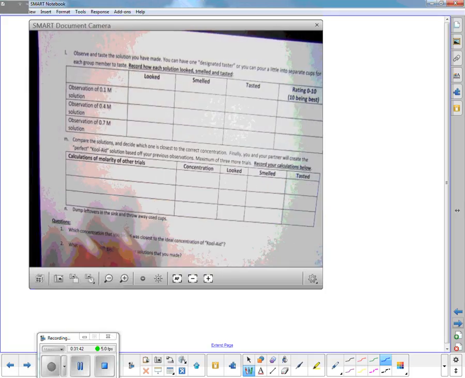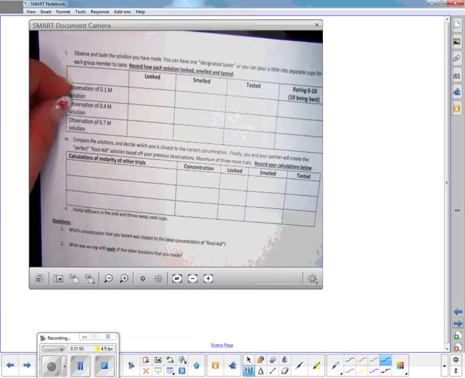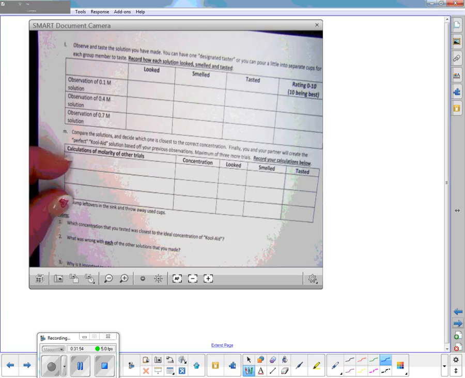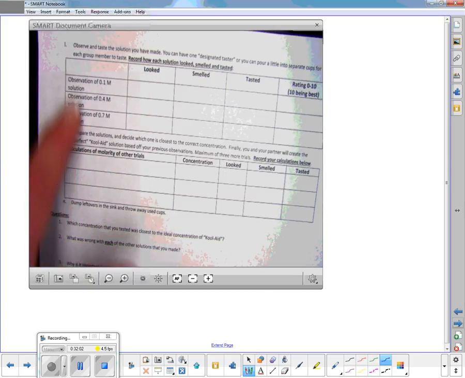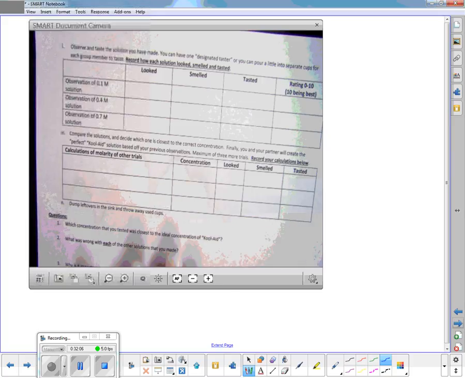If you don't find your perfect Kool-Aid within these 3, you can do up to 3 more trials. Say, you know what, I really think it's between these first 2, so I'm going to go between those. You've got to calculate your molarity, figure out what molarity you are doing, and taste it and see if you can find that perfect Kool-Aid. If you found it in the top 3, you're just going to write a line across here and say, we found it. Done.